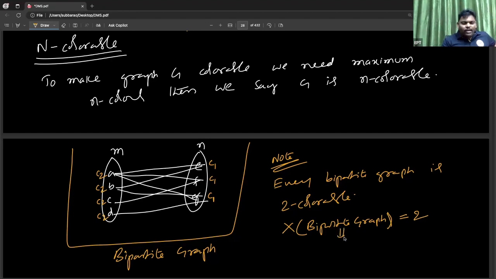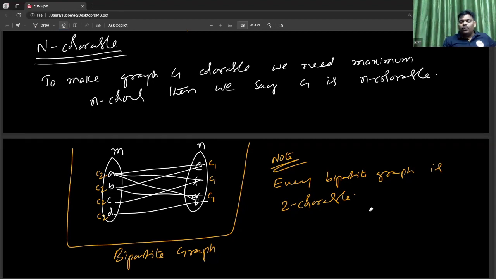Let us enter number of vertices. Number of vertices. Every bipartite graph is 2 colorable. That is more than enough. Unnecessary confusion. Why? This is enough. Every bipartite graph is 2 colorable.